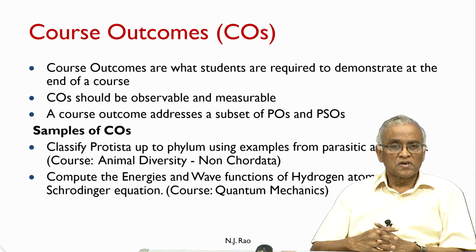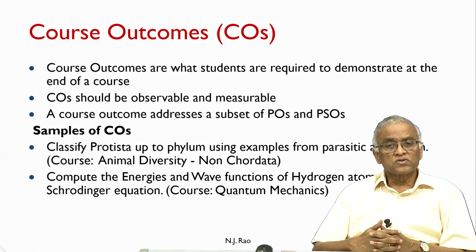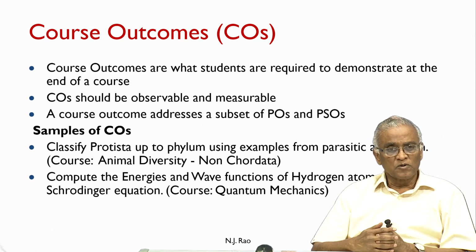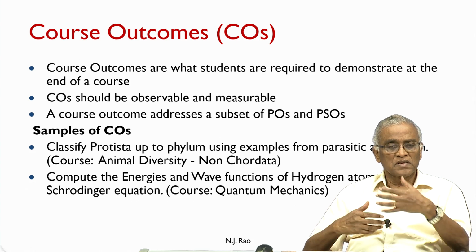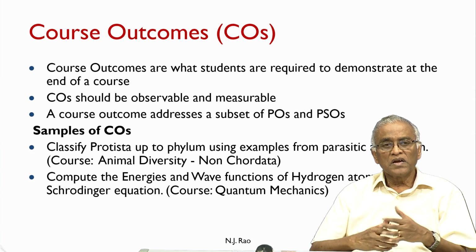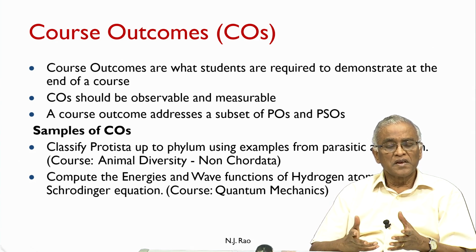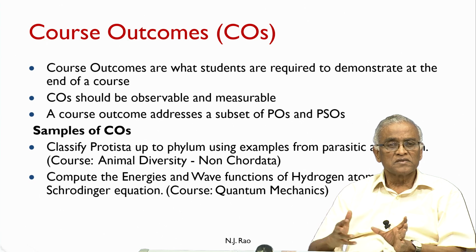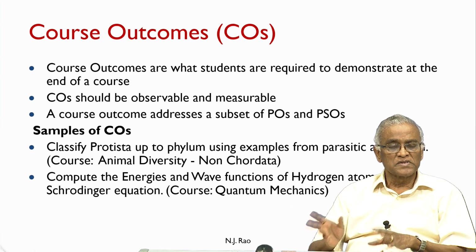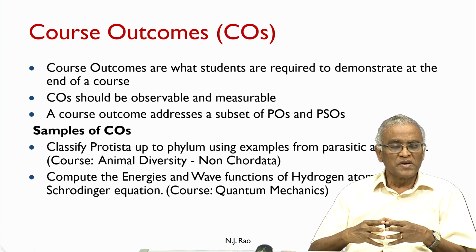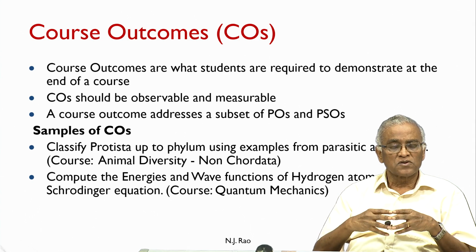Now, coming to course outcomes: they are what the students are required to demonstrate at the end of a particular course, and they should be measurable and observable. Now what happens is the POs and PSOs are at the level of the program. Now how do you attain them? They need to be attained through a series of courses. Of course, courses plus some other activities you may have like projects, presentations, field trips and so on, but the majority of these outcomes have to be attained through courses.